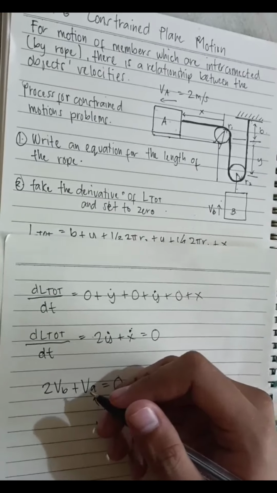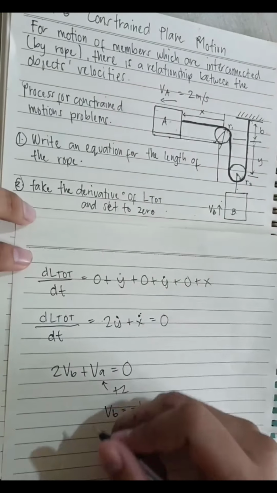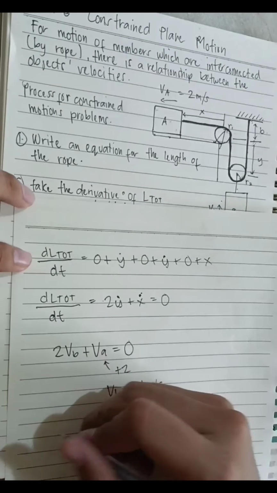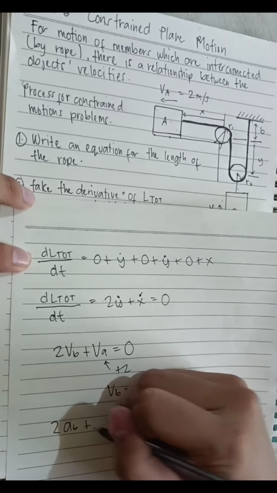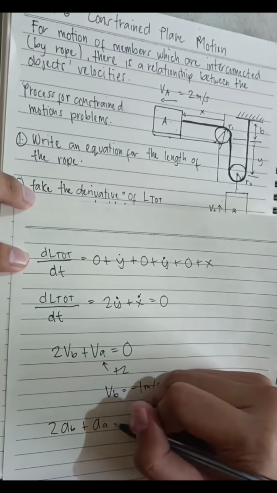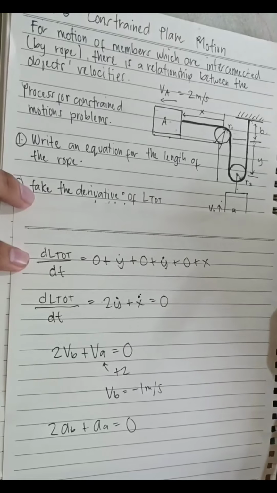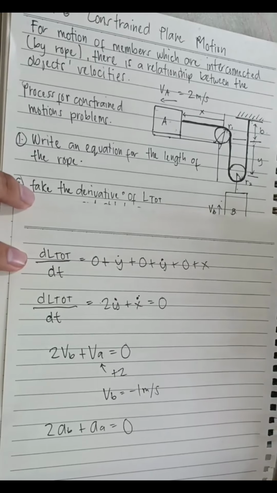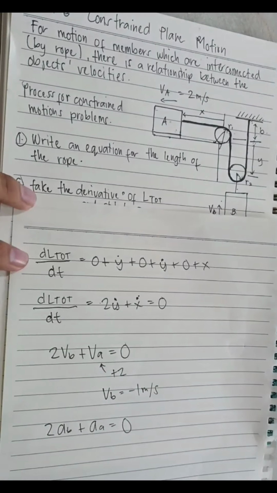And you can take the derivatives again, and similarly our acceleration will be the same. So 2 acceleration of B plus acceleration of A equals 0. The time rate of change of velocity would be the acceleration. So that's all.